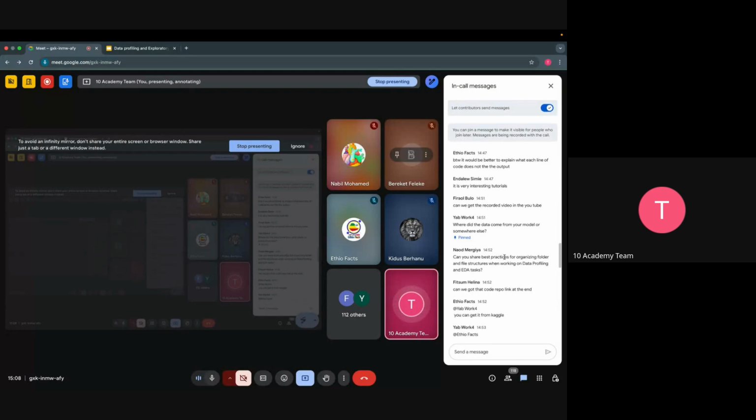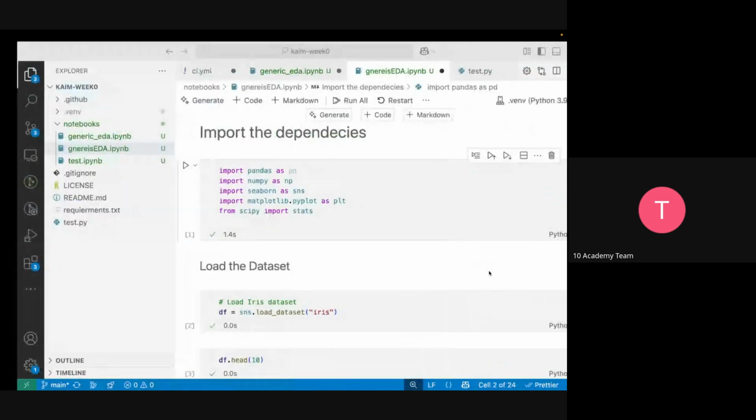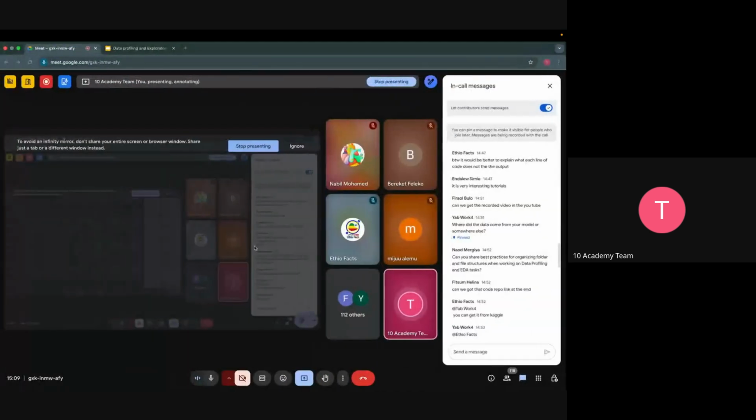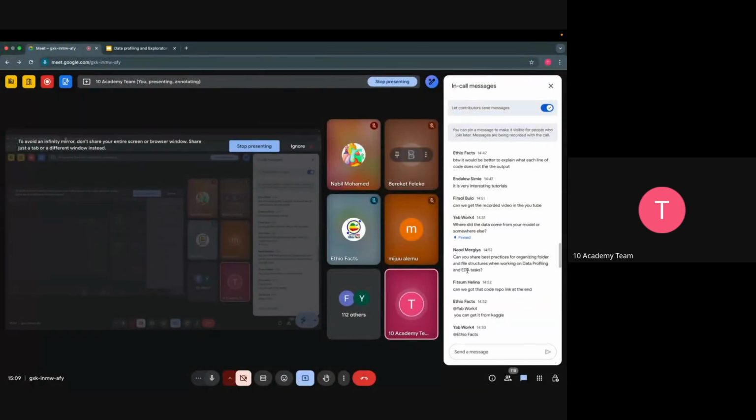Can share best practice for organizing folder and file structure with his data profiling and ADA. So it's not a different thing. So always have one structure that we have already shared with you guys. I think we have shared it on the challenge document, so try to follow that structure. And here, if you can see, I have my notebooks under the notebooks folder, but I do not use any additional or external structures. Okay.